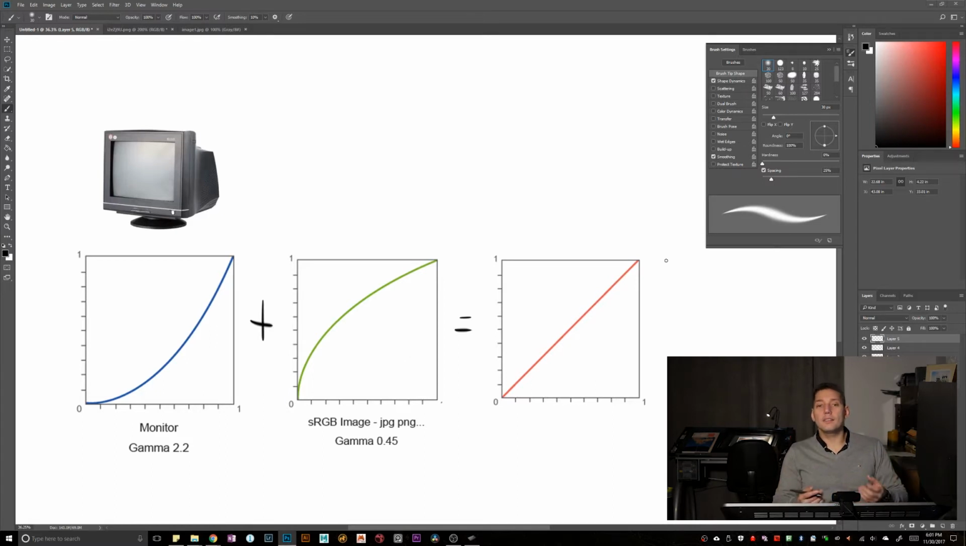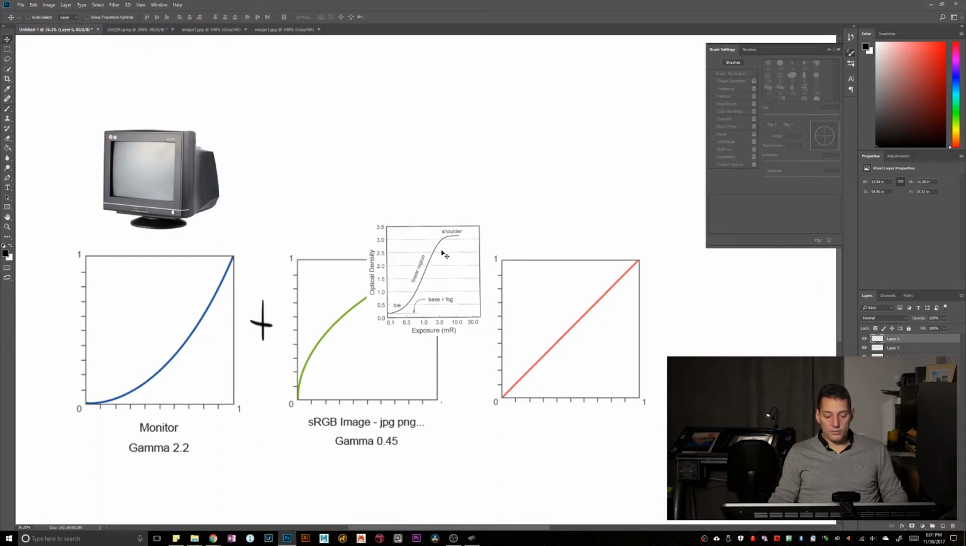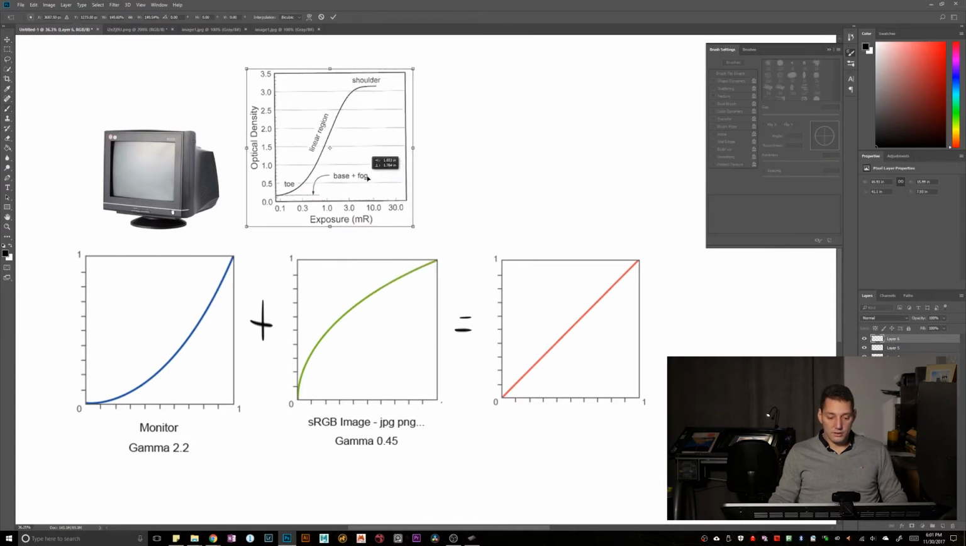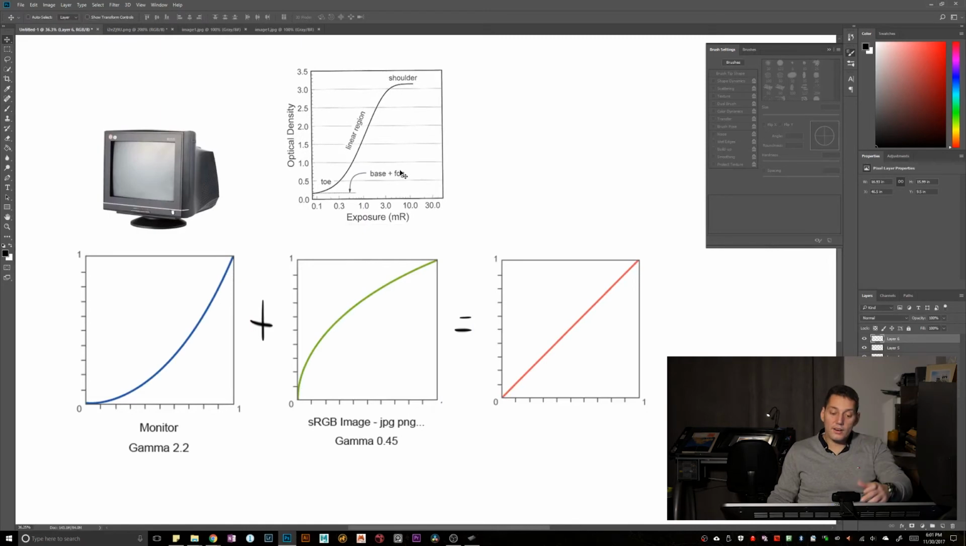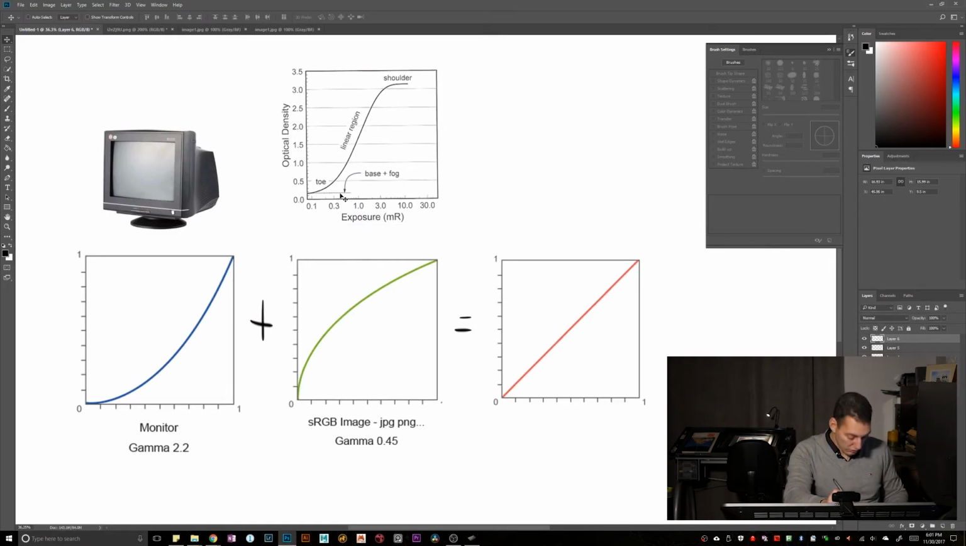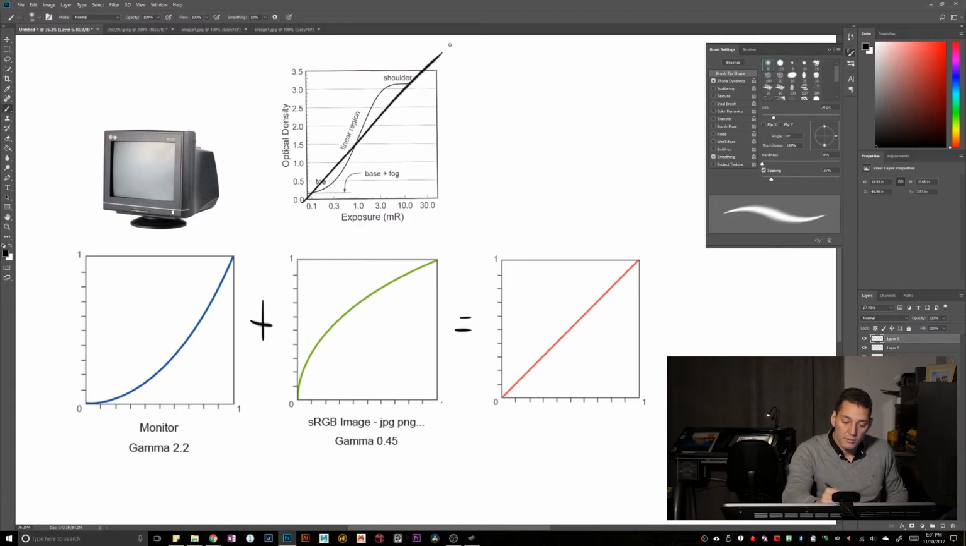There are other media that don't have the linear response that we are talking about. For example, the film itself doesn't have a linear response. Let me open an actual chart, and this is the response of the film. So you can see that the relationship is not linear, but is actually this S curve, which is also known as a log curve.